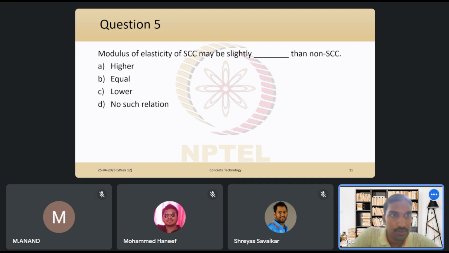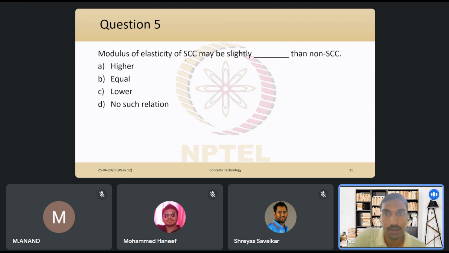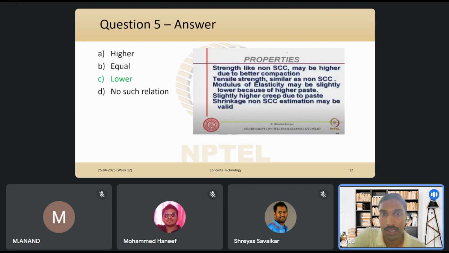Okay, so we have three votes, all for option A. All right, so let's take a look at the answer. The right option is actually C, that it will be lower than your non-SCC. For self-compacting concrete, the modulus of elasticity will be slightly lower than the conventional concrete. So why is that?